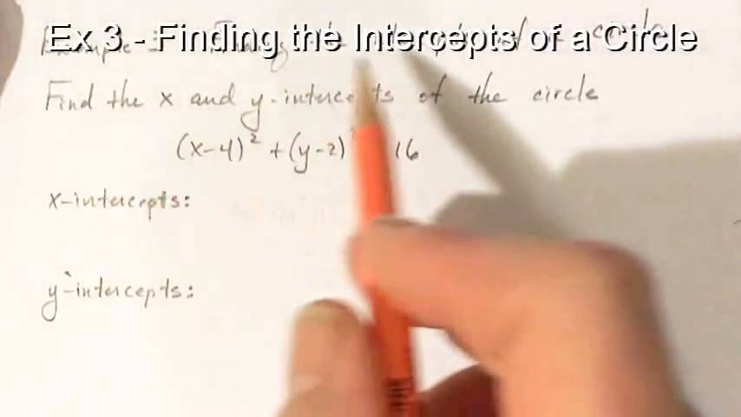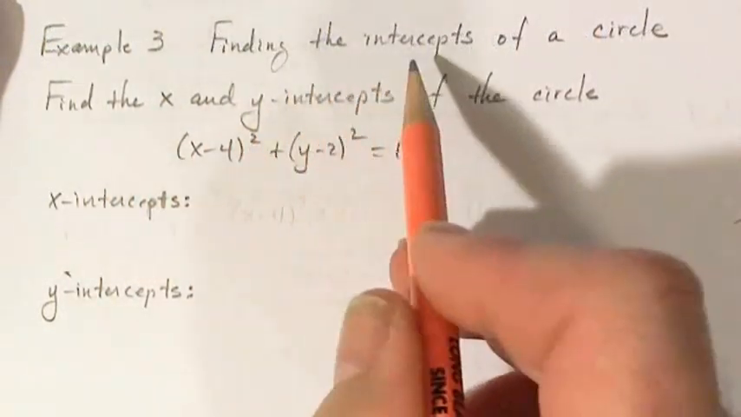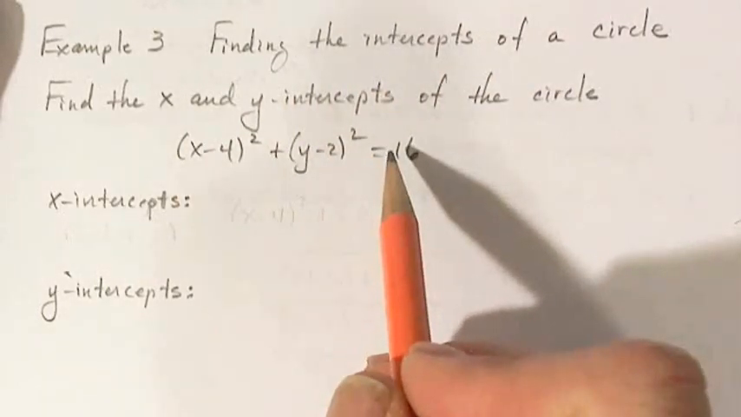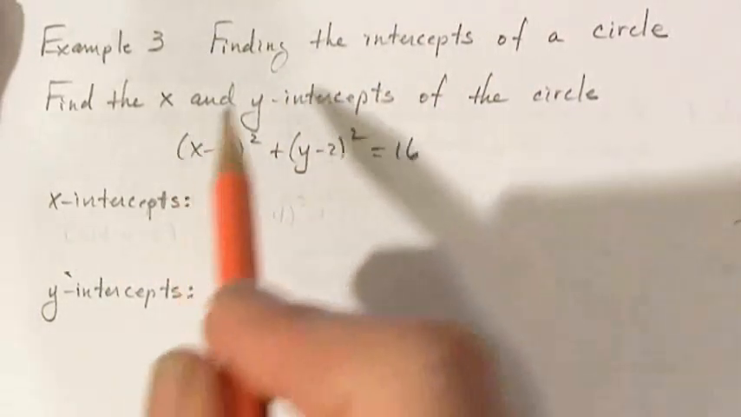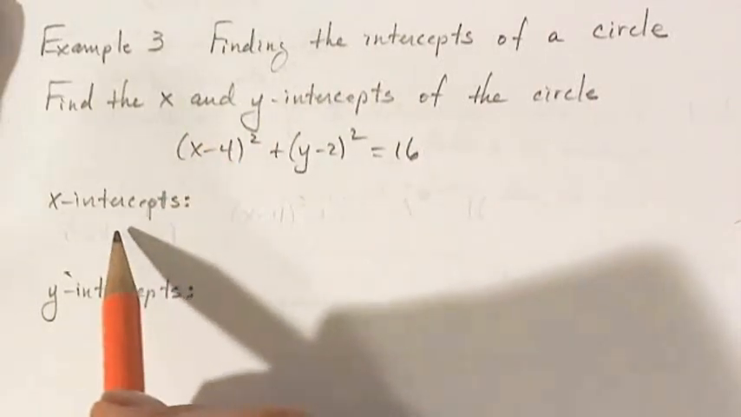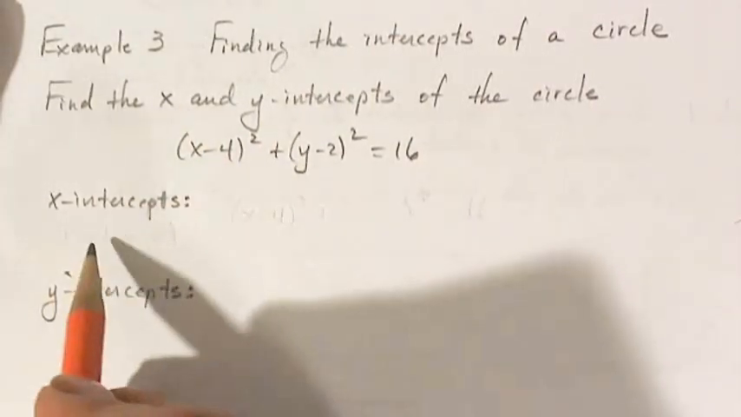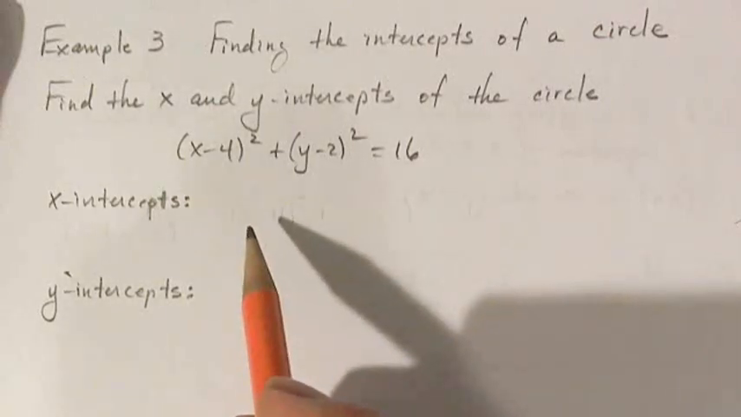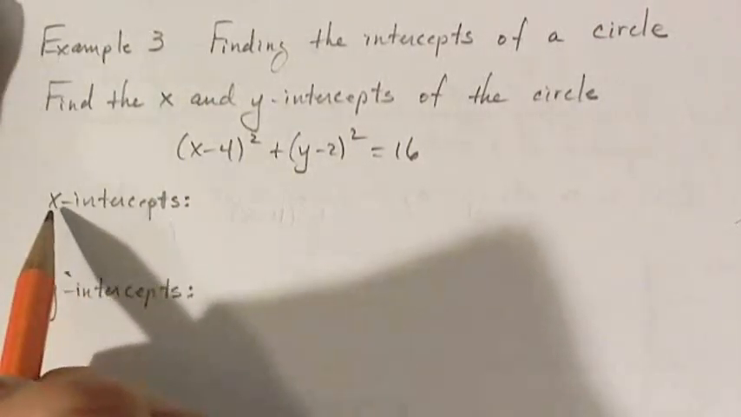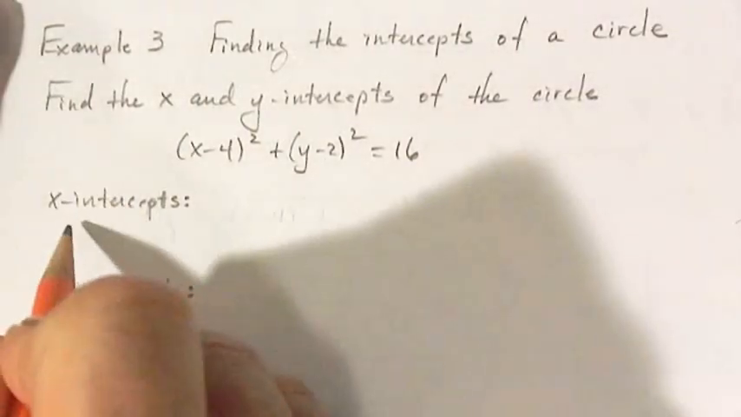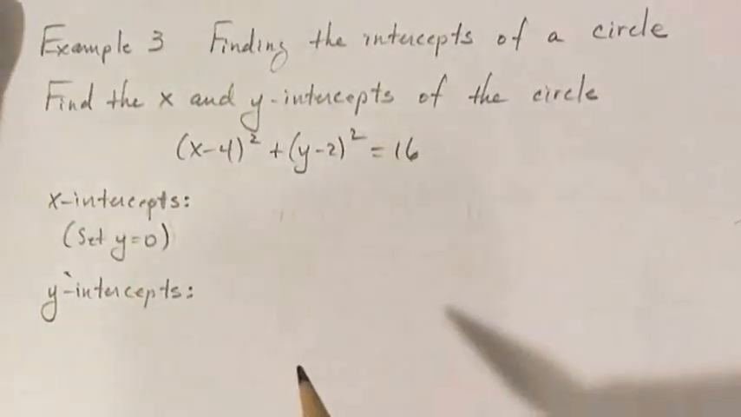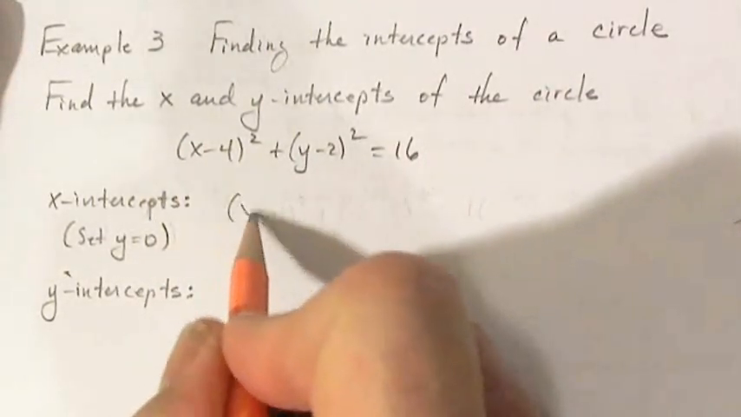The last example problem we're going to do is to find the intercepts of a circle if you're given the equation of the circle. So first we'll start by finding the x-intercepts. To do this, we're going to use a trick that you first learned when you were trying to find the intercepts of a line. And that was, if you want to find the x-intercepts, then you set y equal to 0. Well, that's not hard to do.